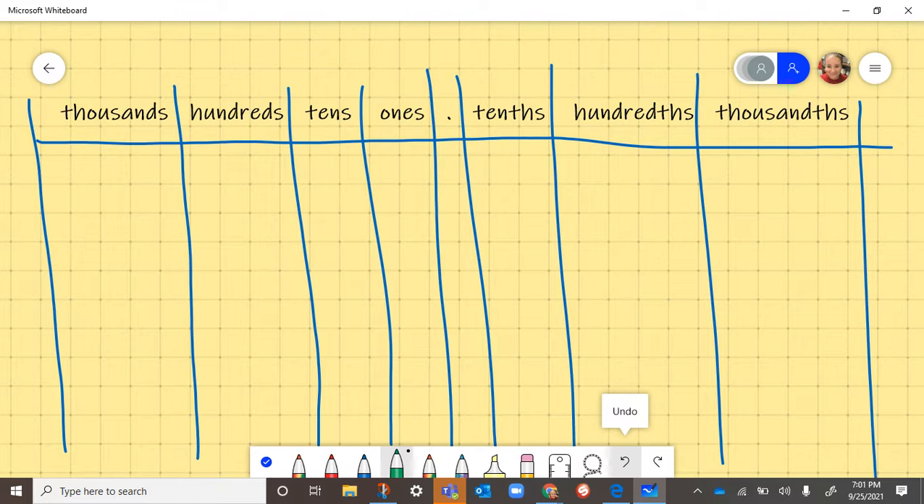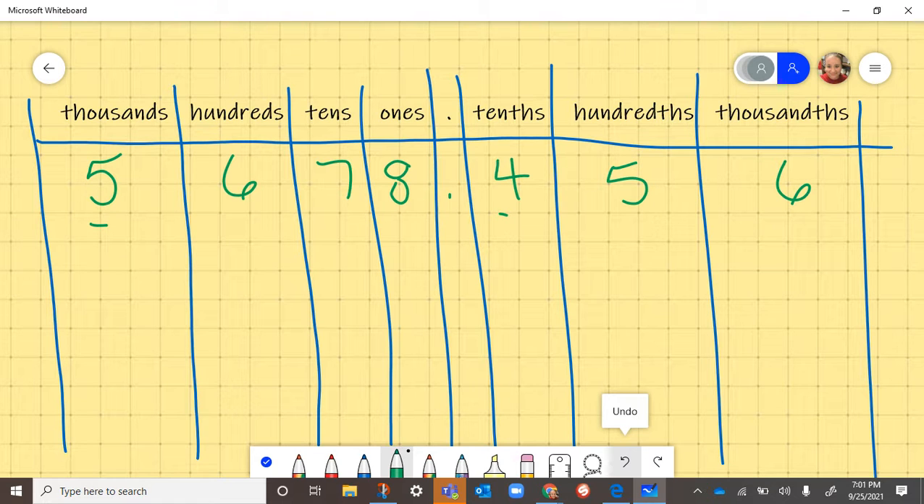So let me say I've got 5,678 and 456 thousandths. So first things first, each one of those numbers is a digit. So this is the digit 5, this is the digit 4, this is the digit 6. Now, because they're in different positions, they have different values.